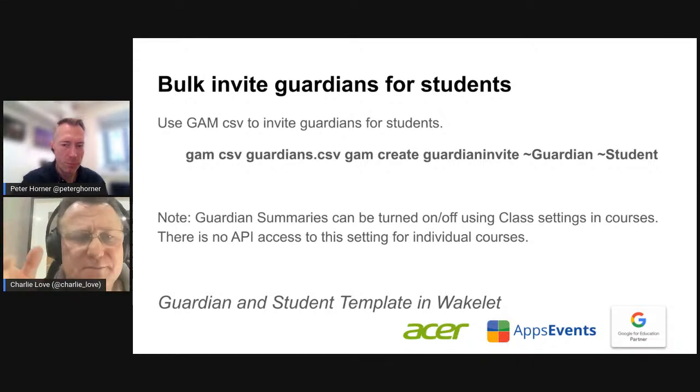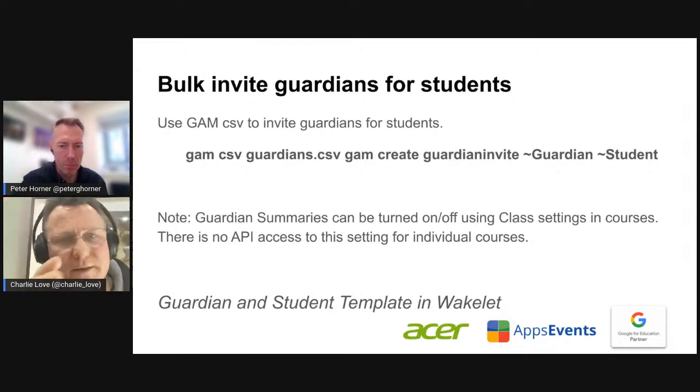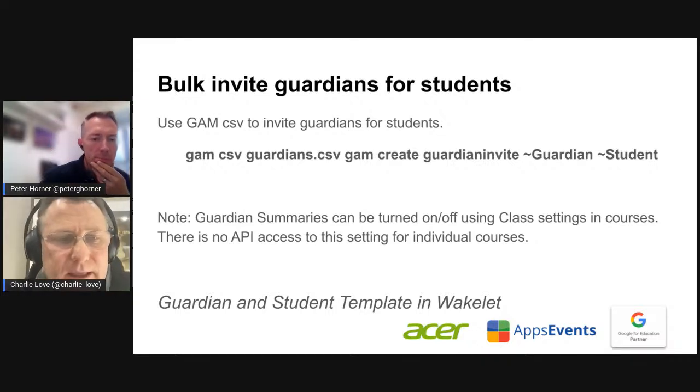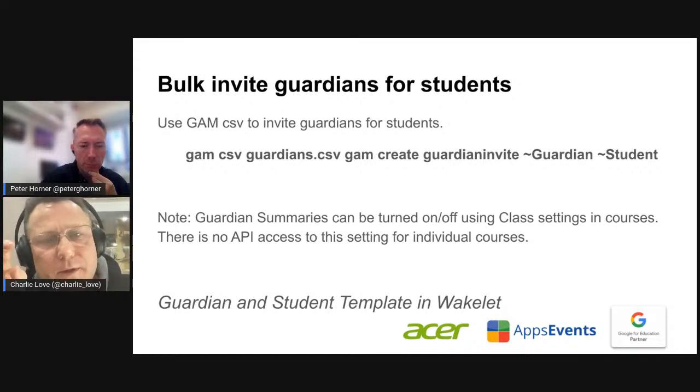And so you can just use this script here. Again, I've got a wee template for it, where you put in the guardian email addresses and the student email addresses, and you run this GAM command here to create guardian invites. This will invite the guardians, so send them an email to sign up. So you're not forcing them to receive it, you're inviting them to receive the guardian summaries. There's a template for that in the Wakelet that I showed you earlier, and it's pretty straightforward.